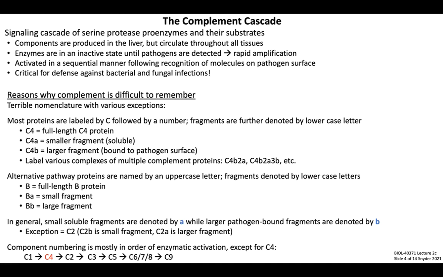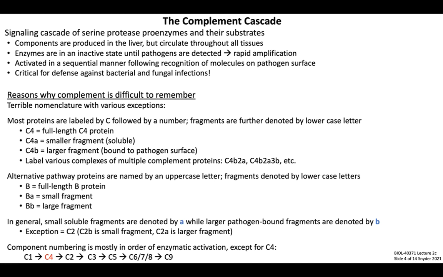The first is that proteins are named by a C paired with a number, and cleaved fragments of each protein are denoted by a lowercase letter. So in the case of the protein C4, which is the full-length protein, proteolysis yields C4a and C4b fragments. This is fine and pretty straightforward when you're just considering a single protein, but it can get pretty unwieldy when referring to multi-protein complexes made up of multiple fragments such as C4b2a, C4b2a3b, etc.